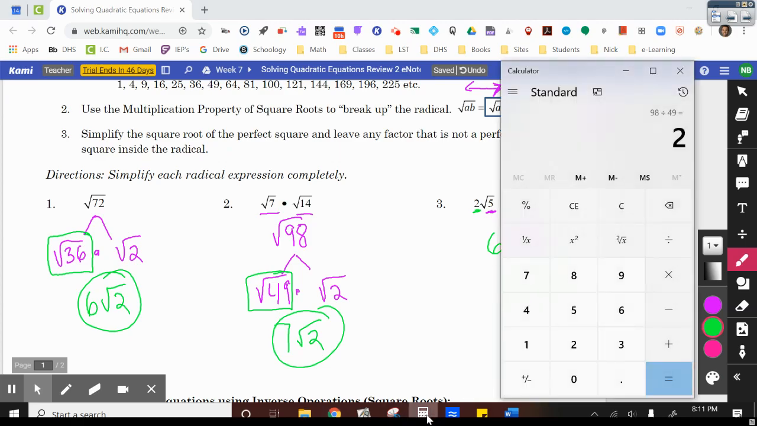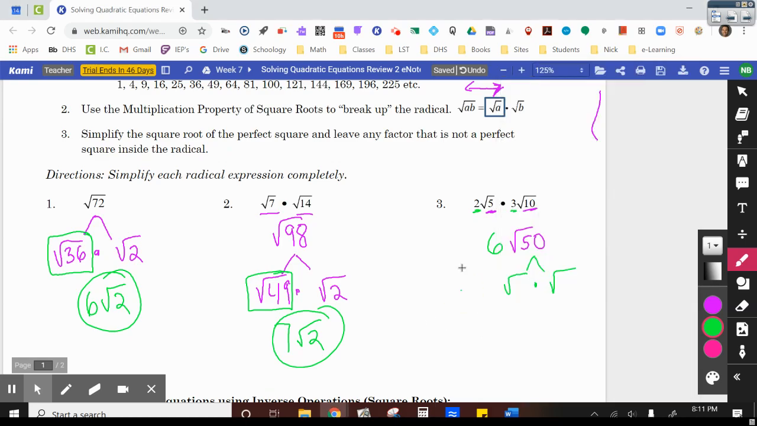All right, so I'm going to take that 50, and I'm going to see which perfect square number goes into 50, right? And I believe it's 25. So 50 divided by 25 is 2. All right, so that means I'm going to break up this rad 50 into rad 25 times rad 2, right? And this 6 kind of just comes down, right? And since it's all next to each other, this is all multiplication.